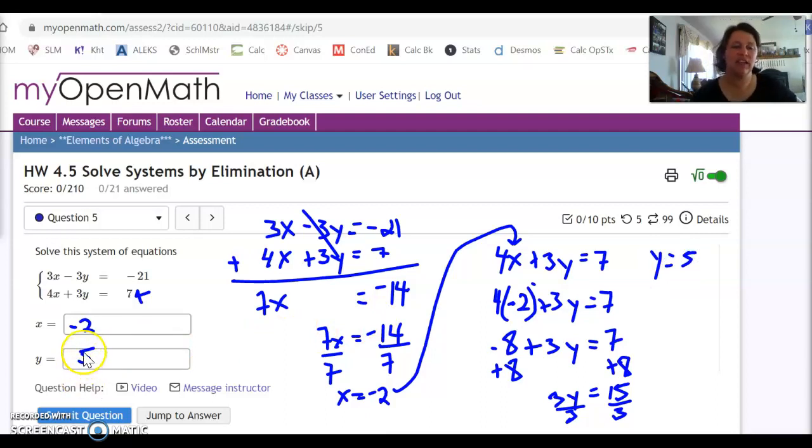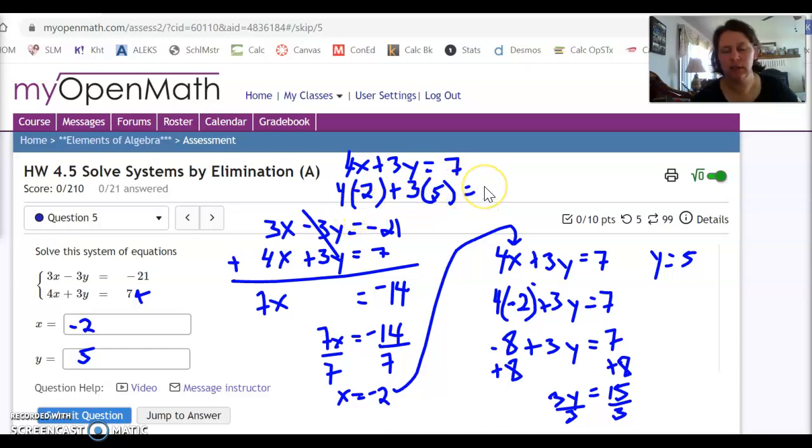And if we wanted to check that, we would go back to one of the original equations. Let's pick 4x plus 3y equals 7 again, and plug in the values we got. So 4 times negative 2 plus 3 times 5. 4 times negative 2 is negative 8. 3 times 5 is 15. So negative 8 plus 15 equals 7, and that's exactly what the equation says. So we are good. That checks.